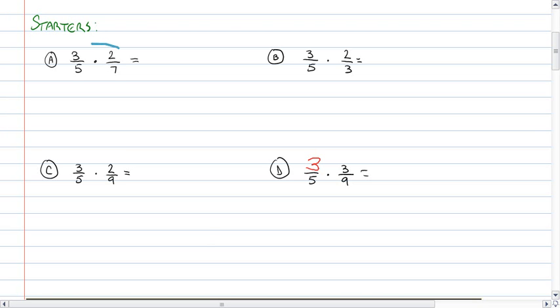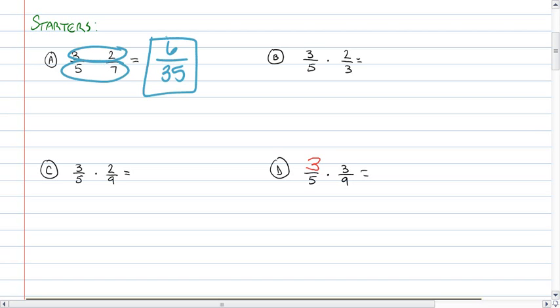Remember, for fractions, you multiply straight across the top, straight across the bottom, and that's how you get your product, your new fraction. So if I multiply 3 times 2, I would get 6. If I multiply 5 times 7, I would get 35. So the answer to part A would be 6 over 35, or 6/35.